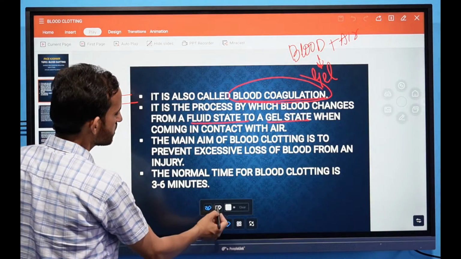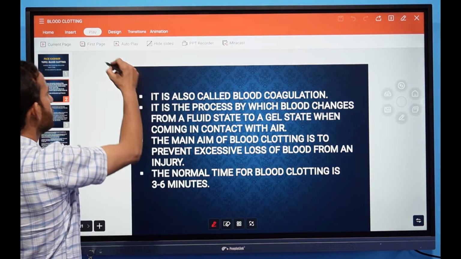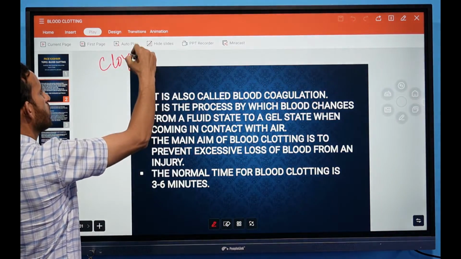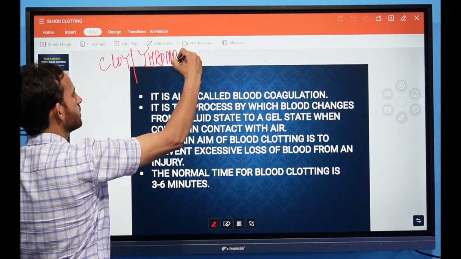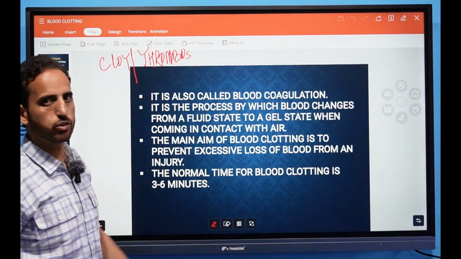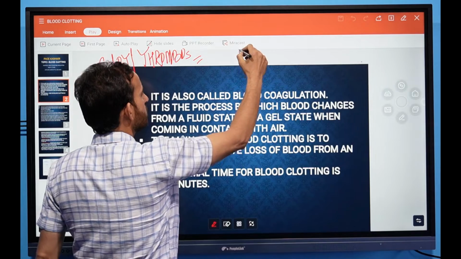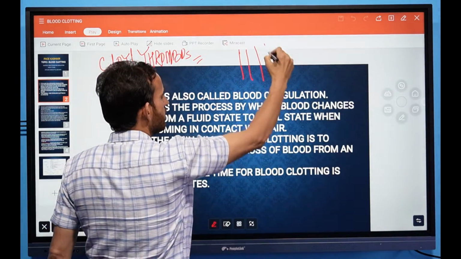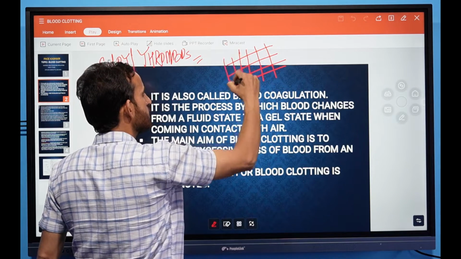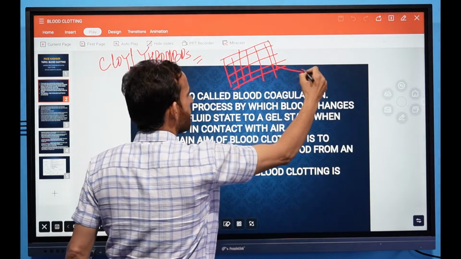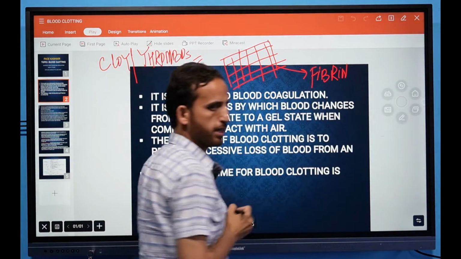Now, the question arises, what does clot actually mean? What is the meaning of clot? Always keep in mind, a clot is also known as a thrombus. Now, what is the composition of the clot? A clot is made up of mesh-like threads. These mesh-like threads are known as fibrin strands.